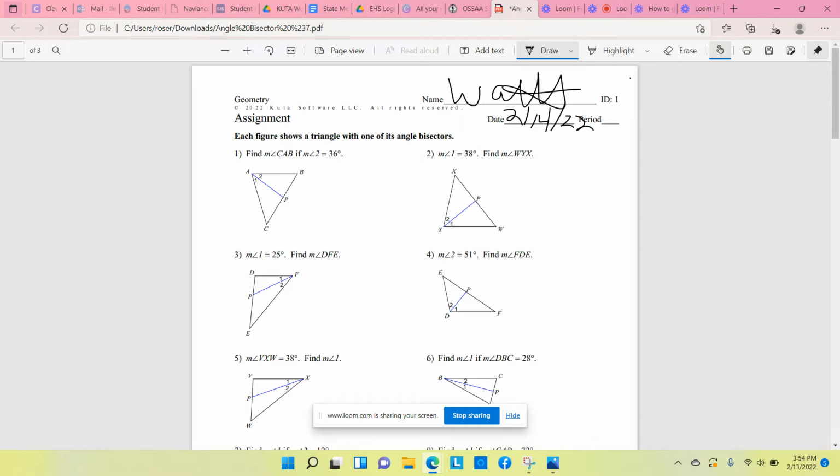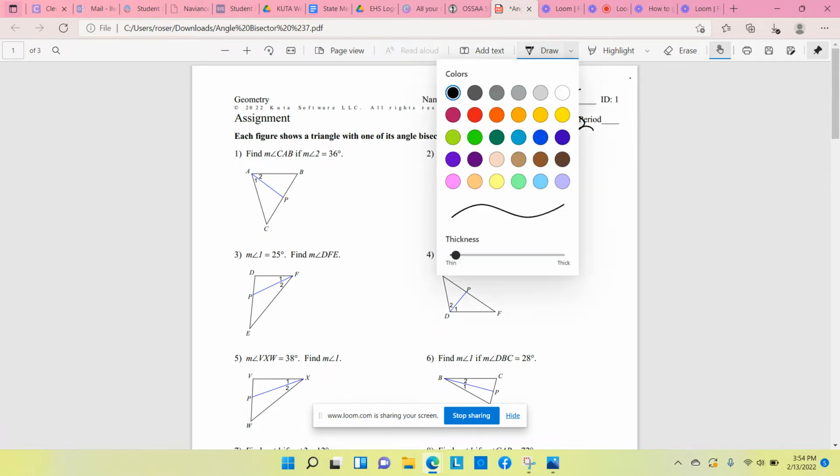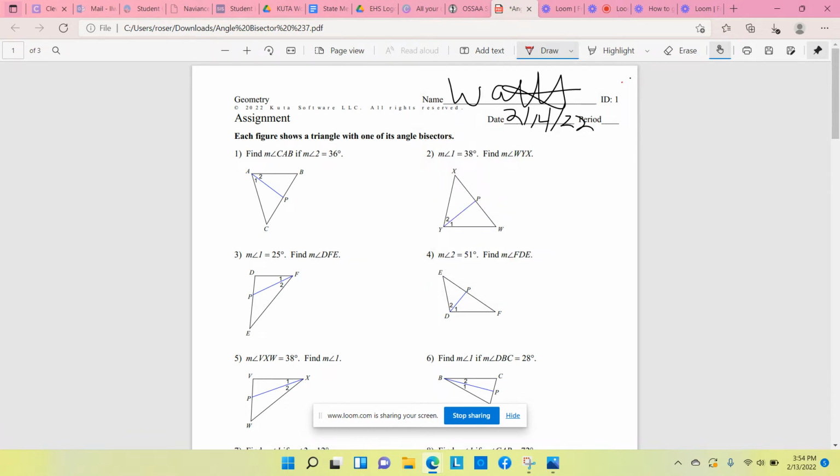Okay, so continuing on, let's pick our first color. I always like to start with red. Let's read the instructions. Each figure shows a triangle with one of its angle bisectors. Okay. Number one, it asks us to find the measure of angle CAB if the measure of angle 2 is 36 degrees. Remember what we've worked on.